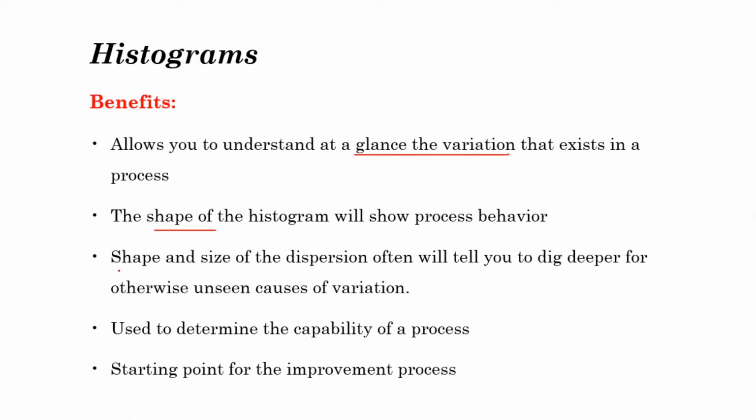Then our intention is the shape and size of the expression of the data, and if there is something wrong, if the shape and size of the histogram is not normal, then it will just tell you to dig deeper in order to identify what is causing that abnormality. Normally, a normal distribution, as we said, has a bell-shaped structure. So if the shape and size is not normal, then we have to dig deeper in order to understand what is causing that abnormality.